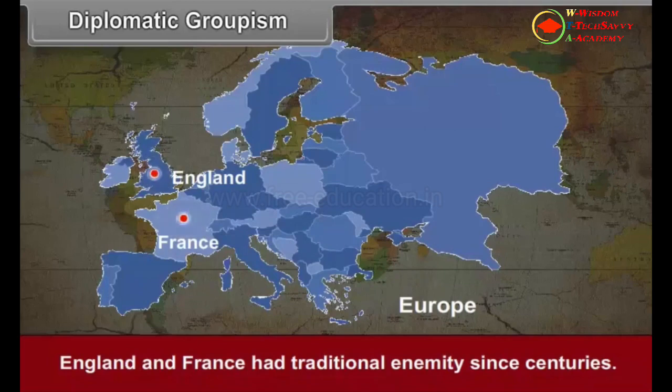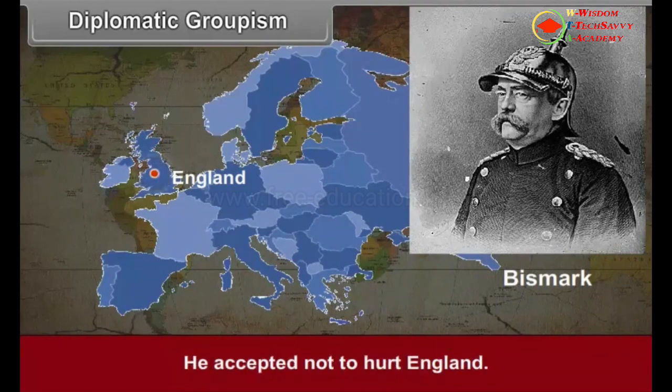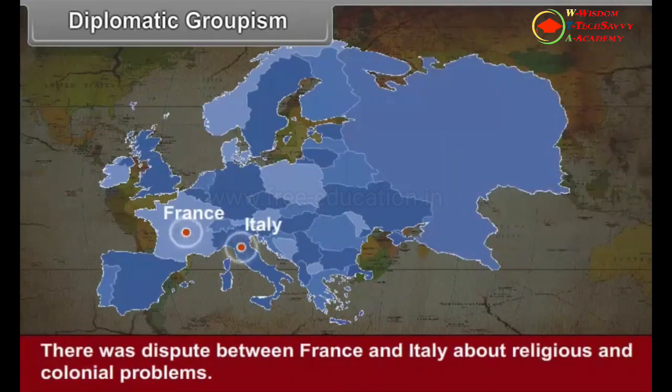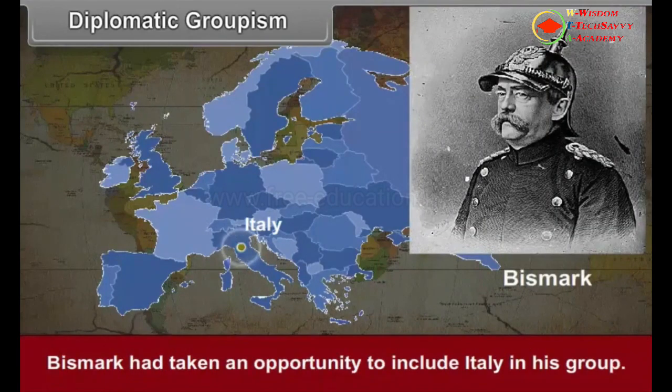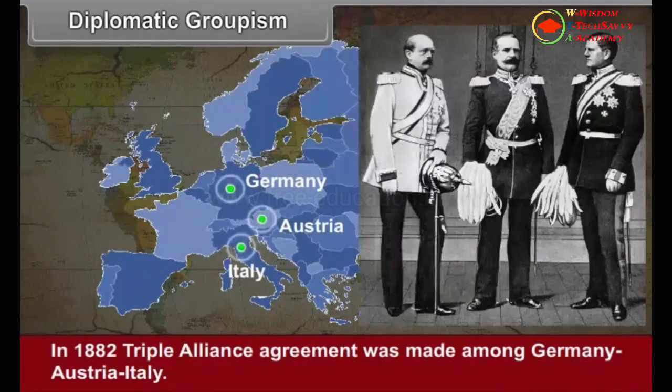England and France had traditional enmity since centuries. Bismarck took care to see that France and England should not come together. He accepted not to hurt England. There was dispute between France and Italy about religious and colonial problems. Bismarck had taken an opportunity to include Italy in his group. In 1882, the Triple Alliance Agreement was made among Germany, Austria and Italy.